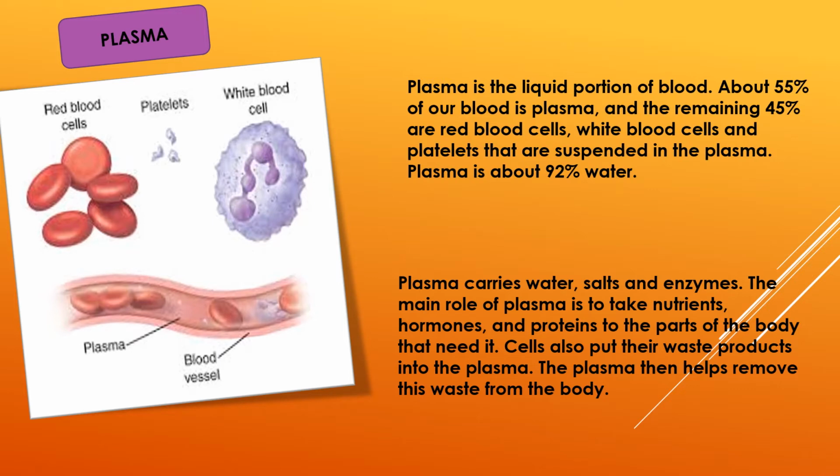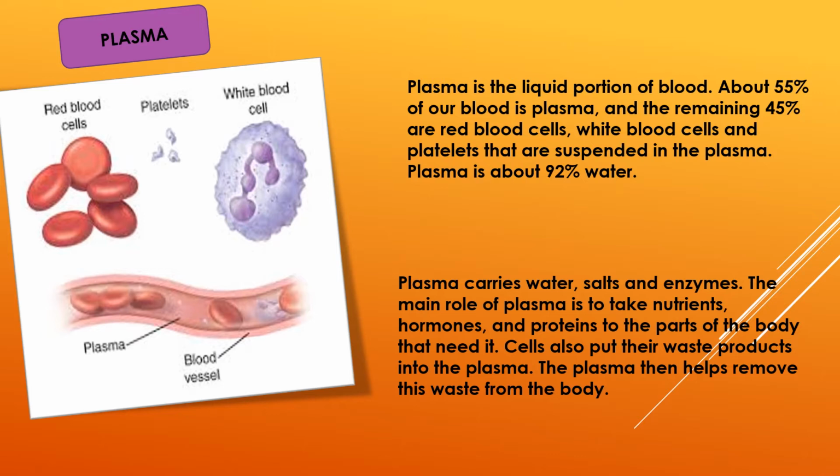Now, what is plasma? Plasma is the liquid portion of blood. About 55% of our blood is plasma, and the remaining 45% are red blood cells, white blood cells, and platelets that are suspended in the plasma. So plasma is about 92% water.